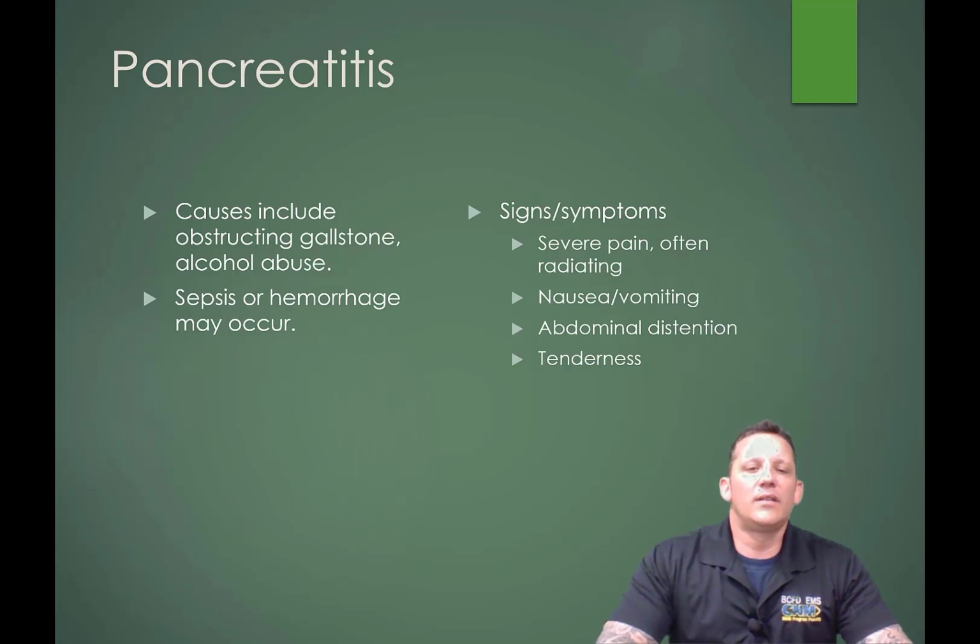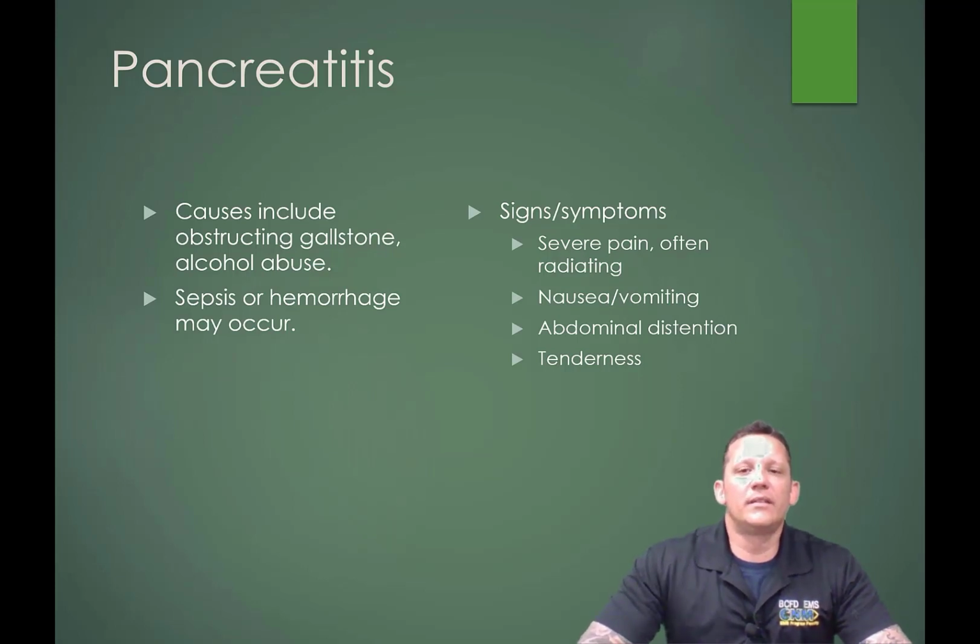The results could be sepsis or even a hemorrhage in the pancreas. The signs and symptoms of pancreatitis are severe pain that often radiates throughout the abdomen and up into the chest. These patients will more often than not tell you that they have debilitating pain. They will be nauseous and have vomiting, and they'll have some abdominal distension because of where the pancreas sits.